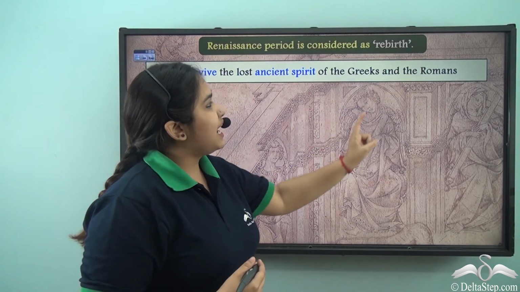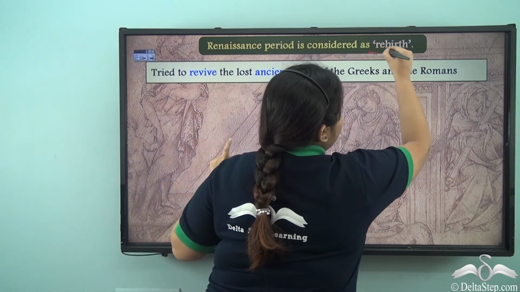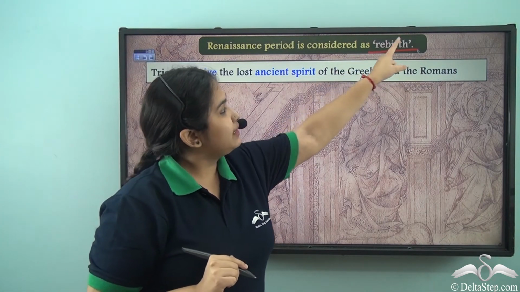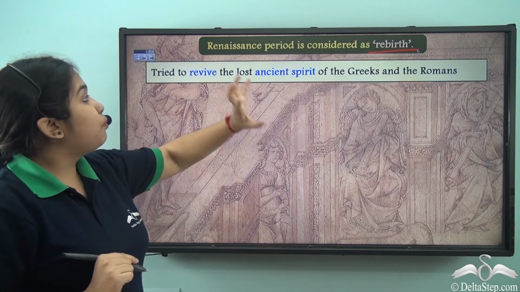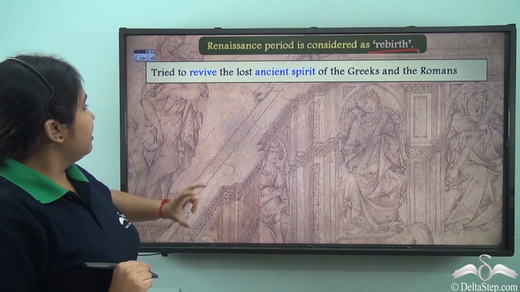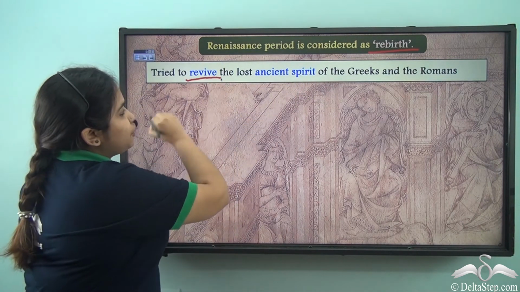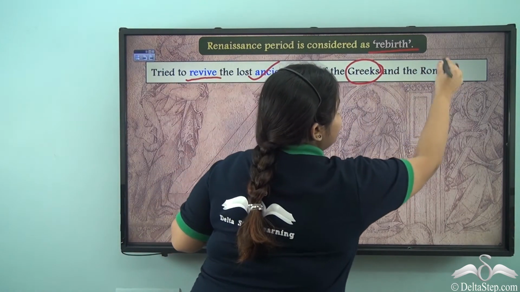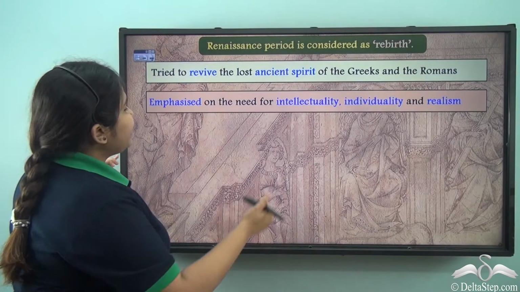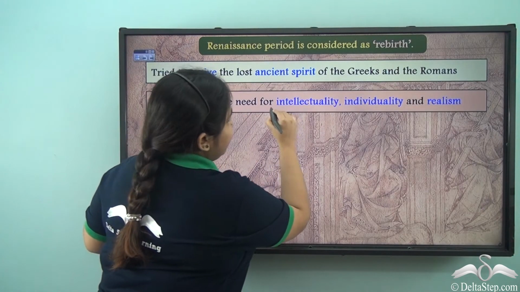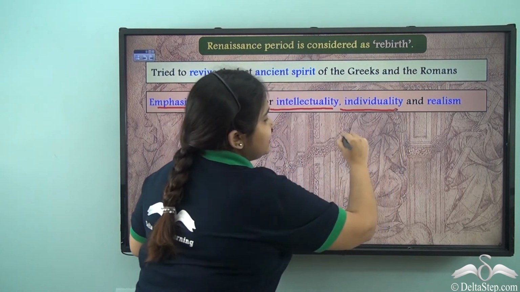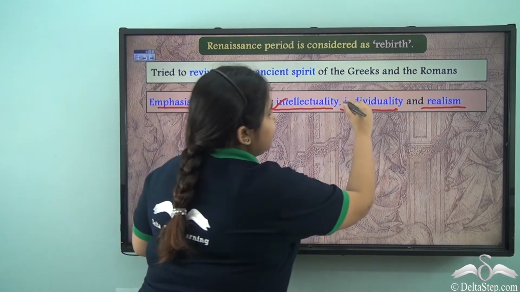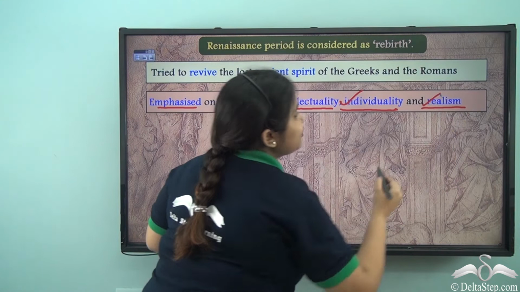So as we have discussed, because Renaissance took inspiration from the classical antiquity, it is also called the age of rebirth, right? But why exactly rebirth? In a few pointers, because it tried to firstly revive the ancient spirit that was driven from the Greeks and the Romans. So it emphasized intellectuality, individuality, and realism. So we see rationality, science, human agency, and the realistic ideals.